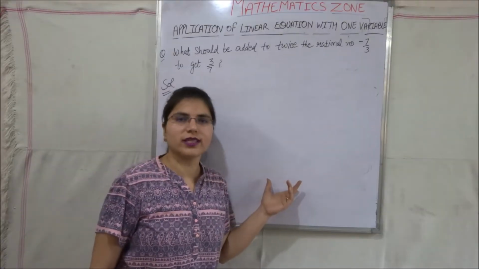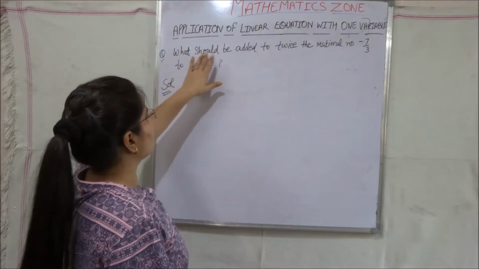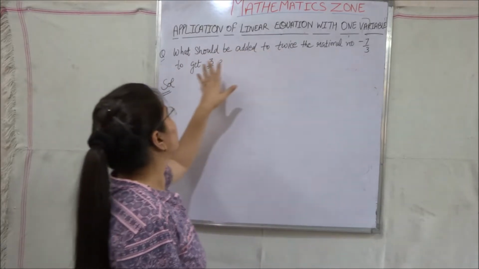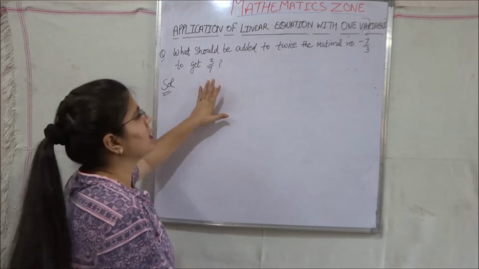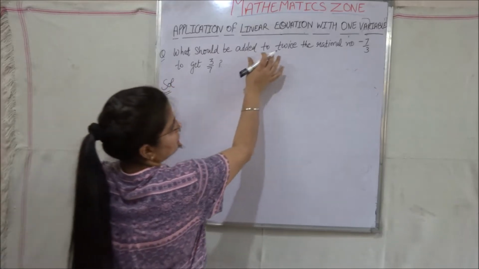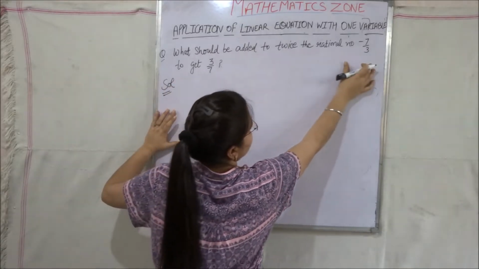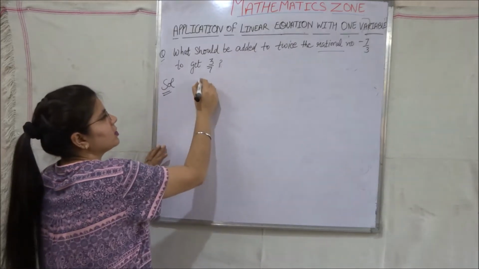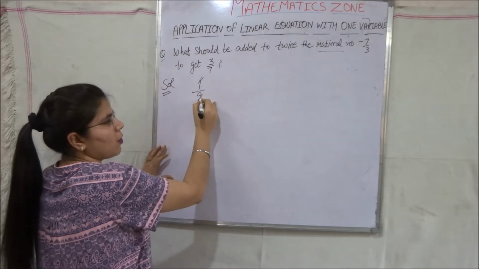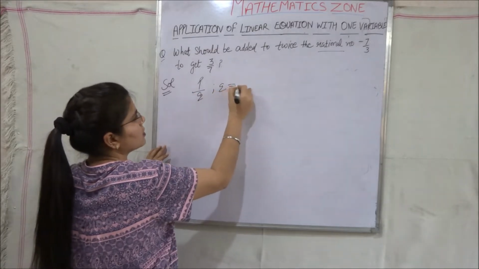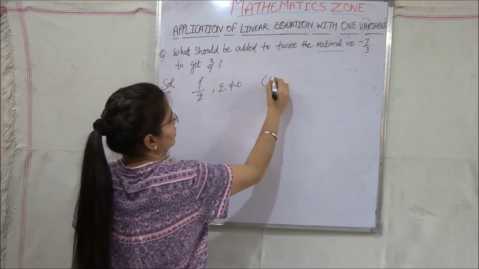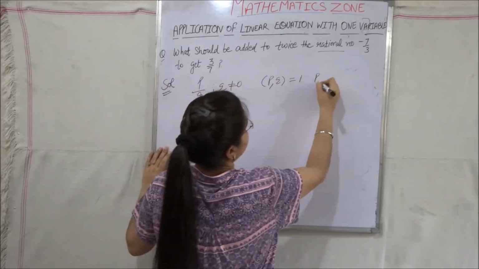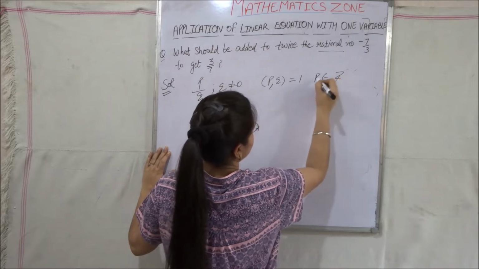Now let's do the second question. What should be added to twice the rational number minus 7 by 3 to get 3 by 7? Now we should add something to twice the rational number. First of all, what are rational numbers? Rational numbers are numbers of the form p upon q such that q is non-zero and GCD of p and q is 1, and p and q belong to the integers.